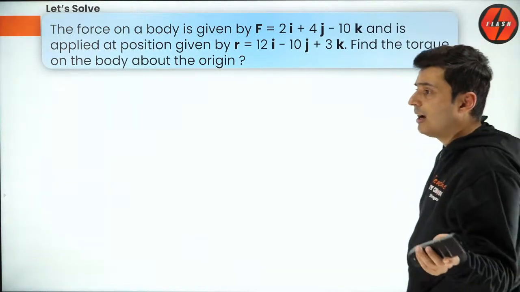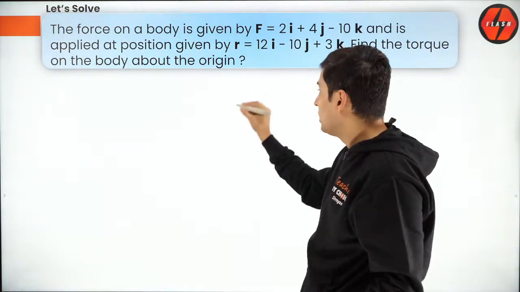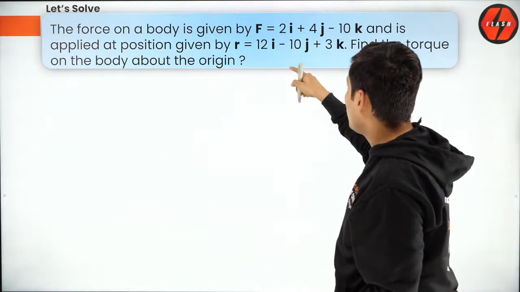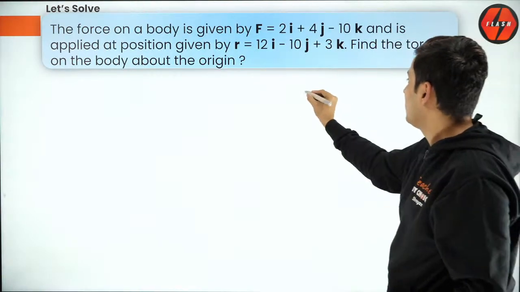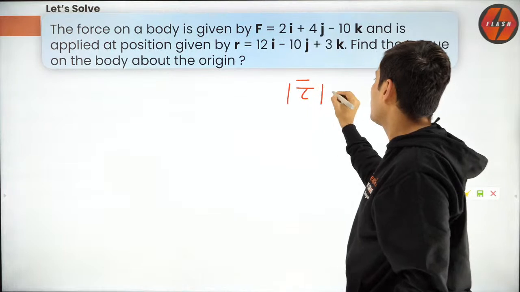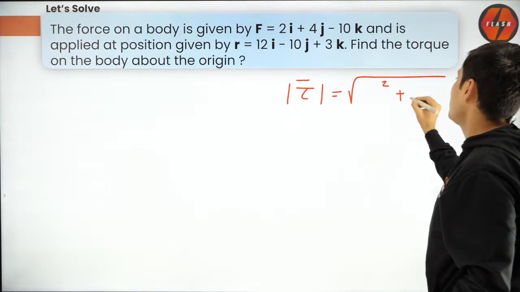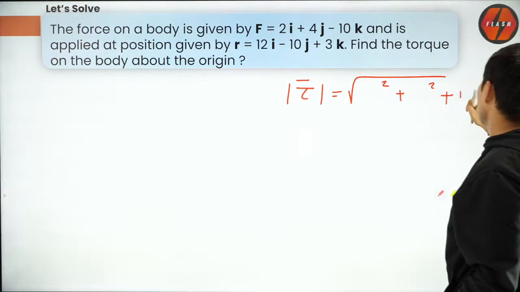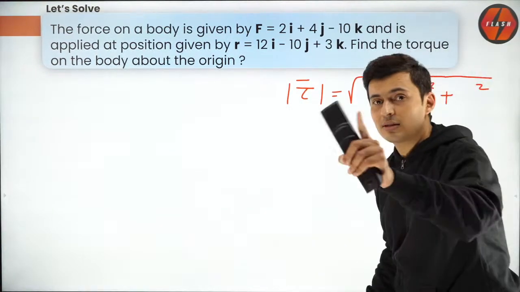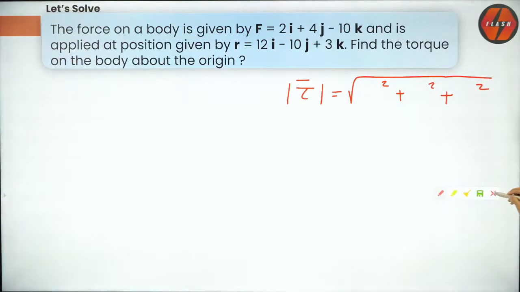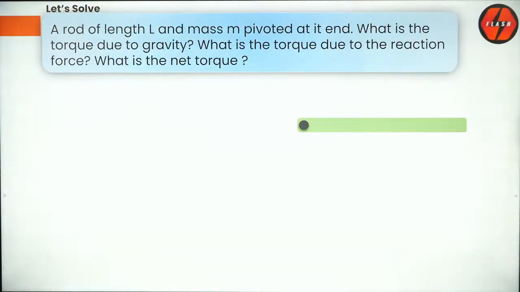If they had asked you the magnitude of the torque, then it will be the sum of each coefficient squared. So just take the sum of all the squares and put it under the root. That's what the magnitude would have been. Keep that in mind. Let's get going to the next question.